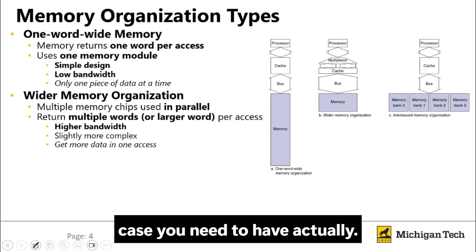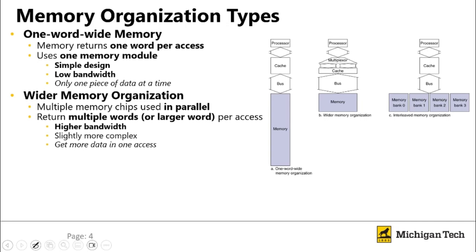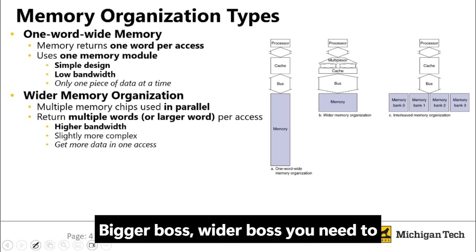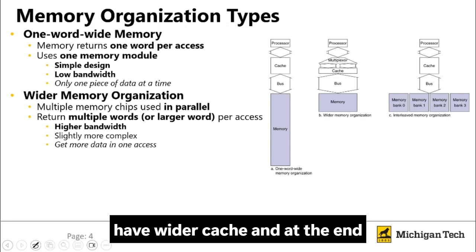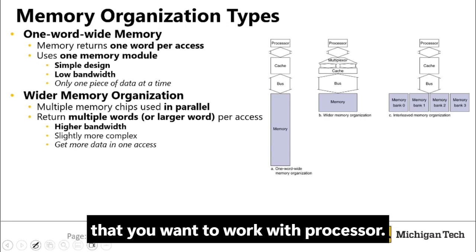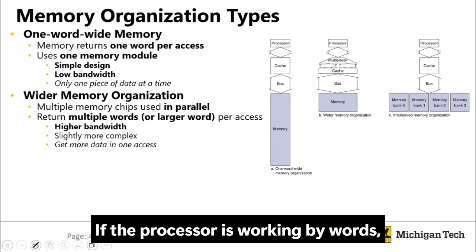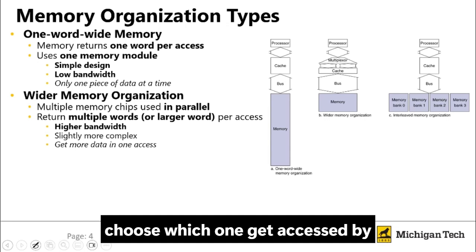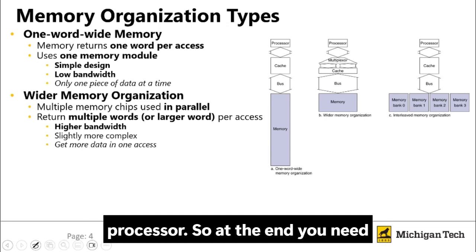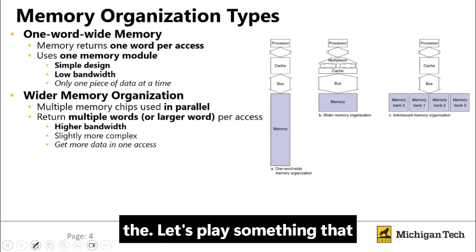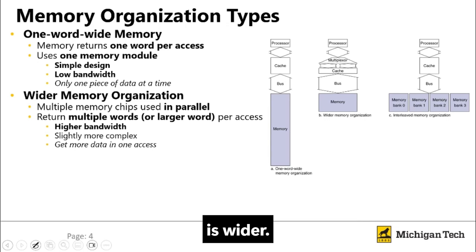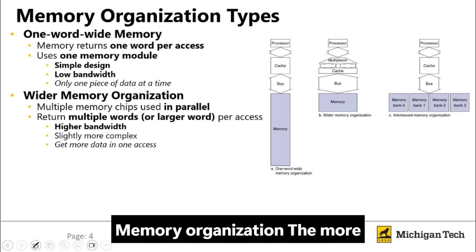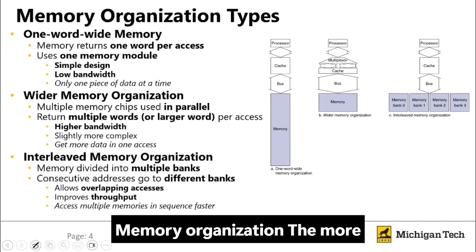In this case, you need to have a bigger, wider bus. You need to have a wider cache. And at the end, if the processor is working by words, you need some multiplexer to choose which one gets accessed by the processor. So at the end, you need a multiplexer. That is the wider memory organization.